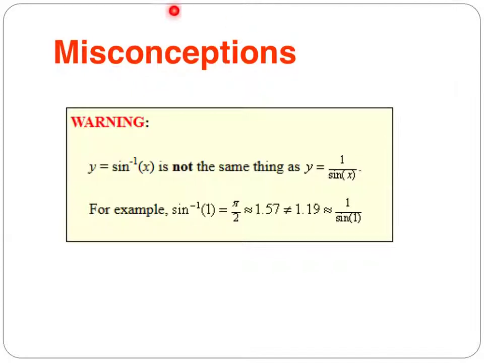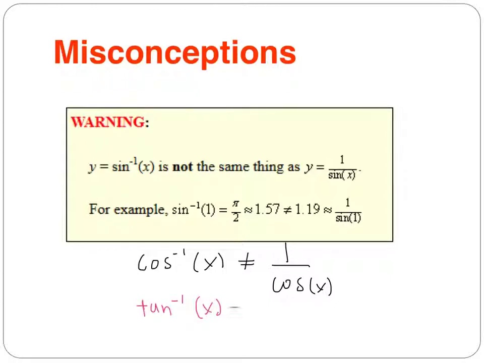Make sure though that you do not carry this misconception. The sine inverse of a ratio is not the same thing as 1 over sine of x. That negative 1 does not act as an exponent. Again, neither does this. For example, the cosine inverse of some ratio is not equal to 1 over the cosine of x. And similarly, the tangent inverse of some ratio is not equal to 1 over the tangent of x.